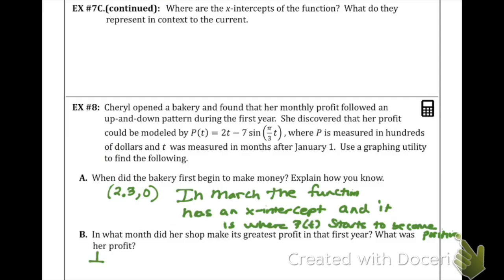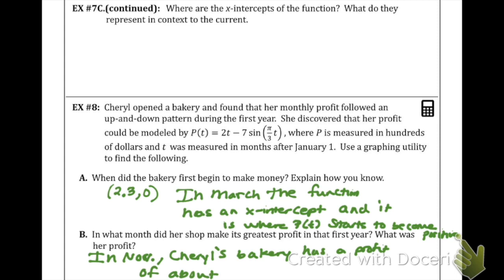So in November, Cheryl's, I think it's spelled Cheryl, right? Cheryl's Bakery has a profit of about $2,826. Because remember, our point was 10.76, 28.26.